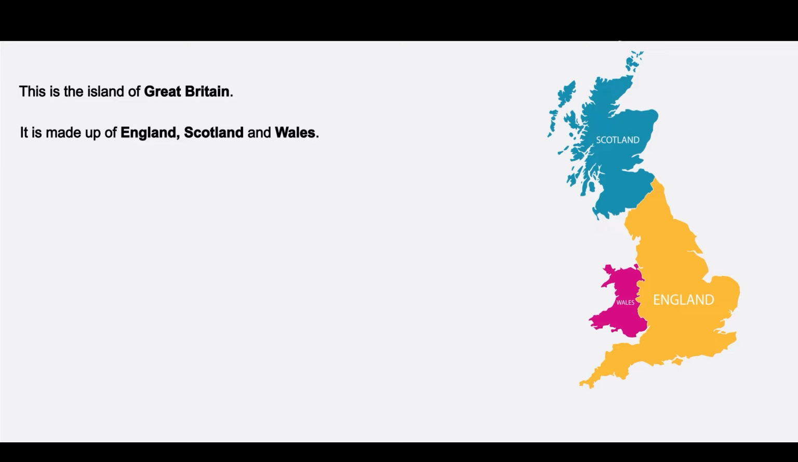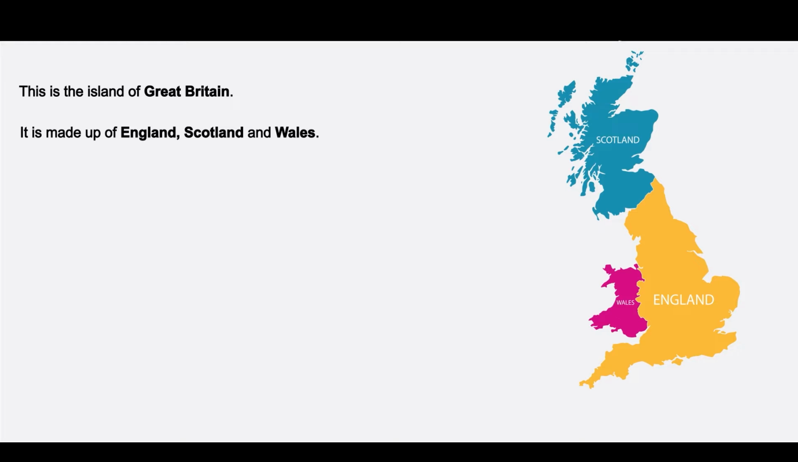So, this is the island of Great Britain. It is made up of 3 countries, and they are England, Scotland and Wales. England is the yellow country towards the bottom of the island. Wales is the pink country at the left-hand side, and Scotland is the bluish country up at the top.